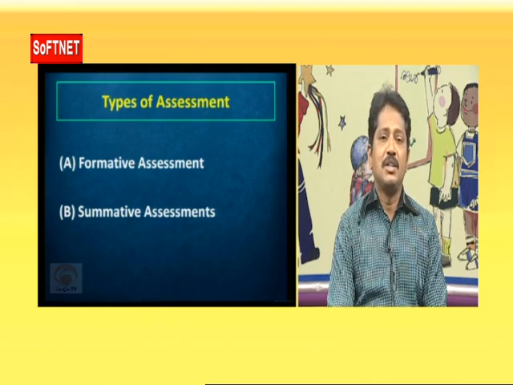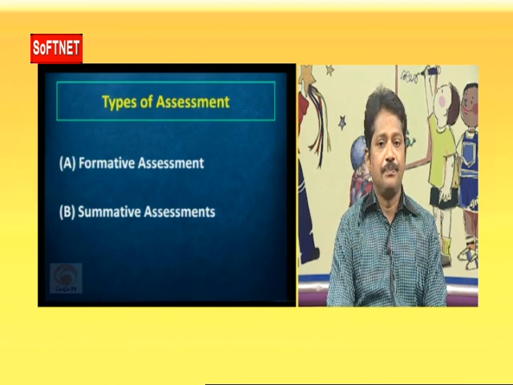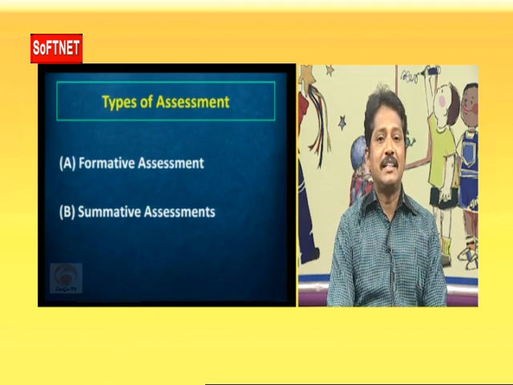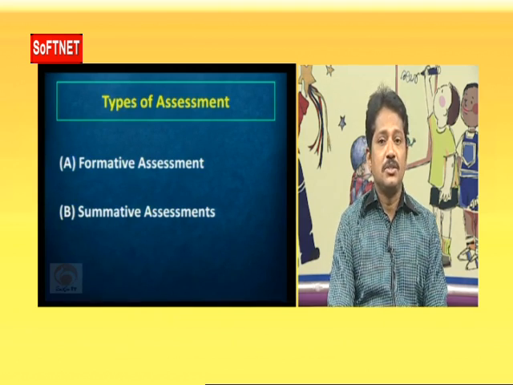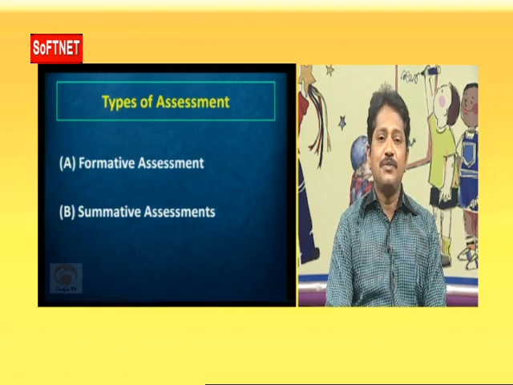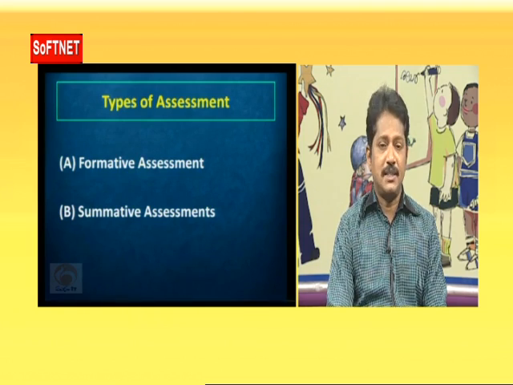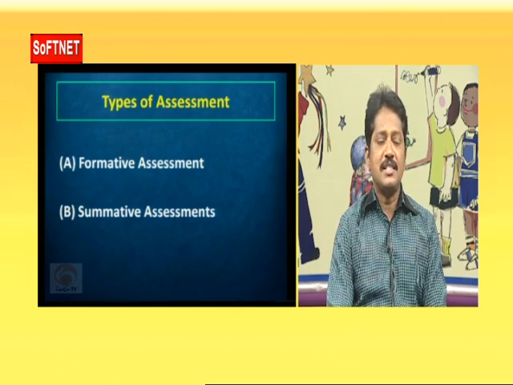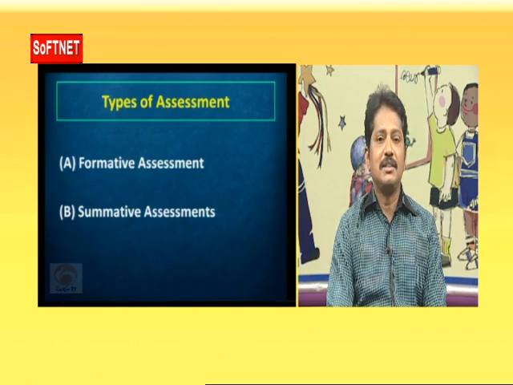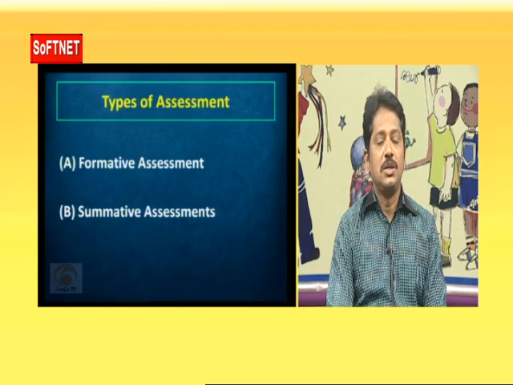In an academic year we will conduct 4 formative assessments and 2 summative assessments. This is the most important. In general, the first summative assessment will be conducted at the end of September or the first week of October, and summative assessment 2 will be conducted in the month of March. Very clear.